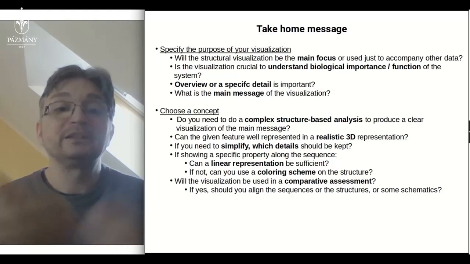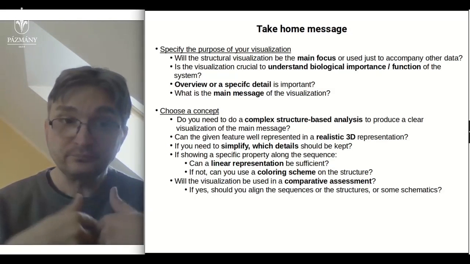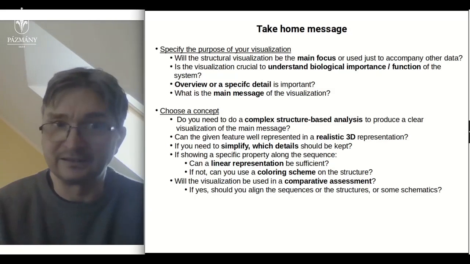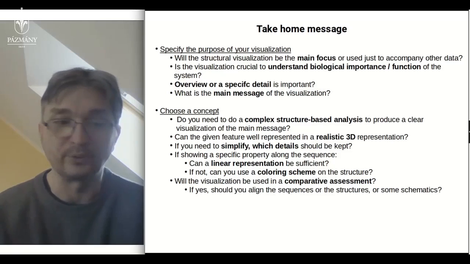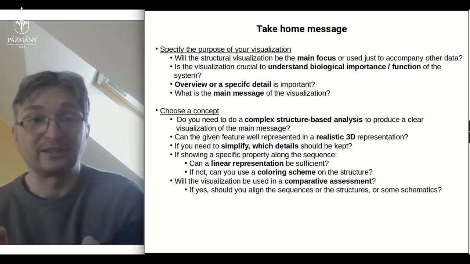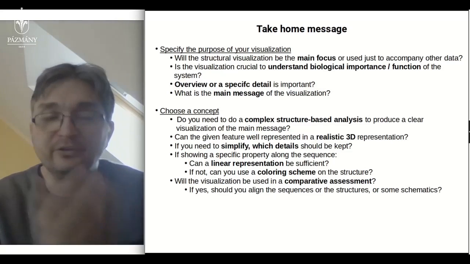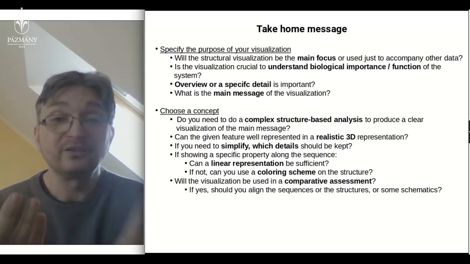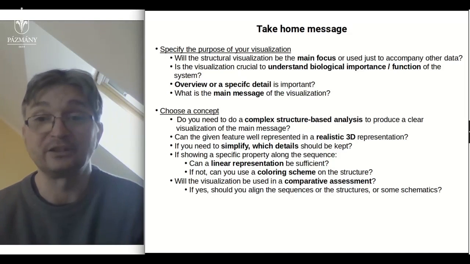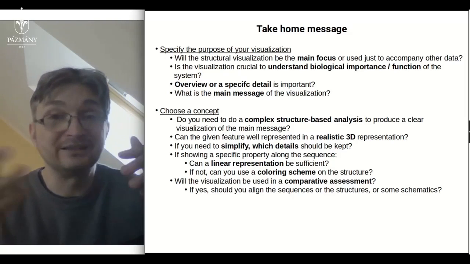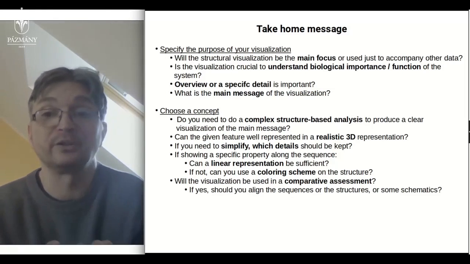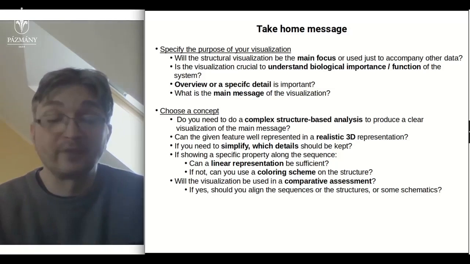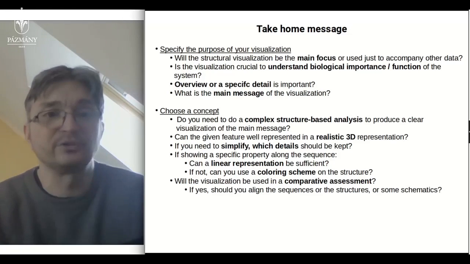And then when you know this, you should choose a concept, what to do, and there are several aspects. For example, do you need a structure-based analysis to show what you want to see, or you can depict directly the structure itself, or you need to do some calculations to show it. Can the given feature be well represented in a 3D representation? Is the 3D representation needed, or is it better to simplify, to use a 2D topology plot? Maybe it's enough to use a linear representation along the sequence, because that shows your purpose best.